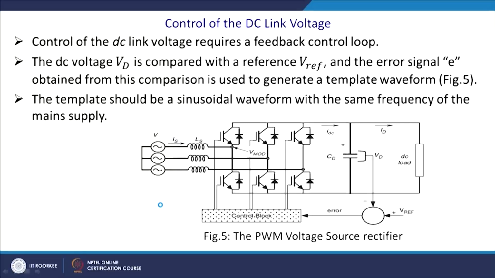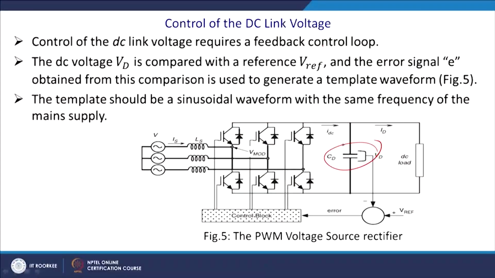Control of the DC link voltage is quite an important aspect of controlling the active rectifier or PWM rectifier. Control of the DC link voltage requires a feedback loop. The DC voltage Vd is compared with the reference Vref, and the error signal E obtained from the comparison is used to generate the template waveform. The template should be a sinusoidal waveform with the same frequency as the main supply. So, we have to generate the unit template from the voltage sensor.